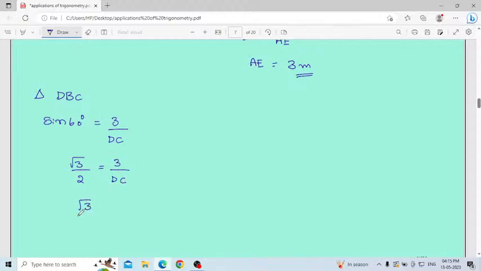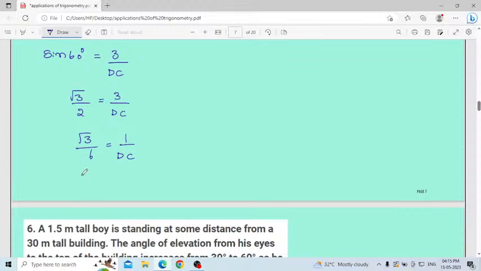Then root 3 divided by 3 2s are 6. It will be 1 divided by DC. Then DC value will be equal to, take the reciprocal, 6 divided by root 3. Then when you get like this, you have to rationalize the number. When you are rationalizing, multiply and divide with the same number. Then 6 root 3, then root 3 whole square, you will get 3. 3 ones are 3, 3 twos are 6, then its value is 2 root 3 meter. Everything will be in meter.